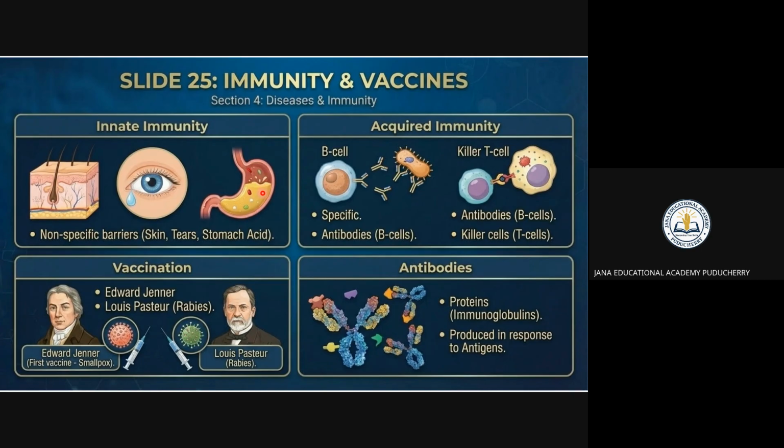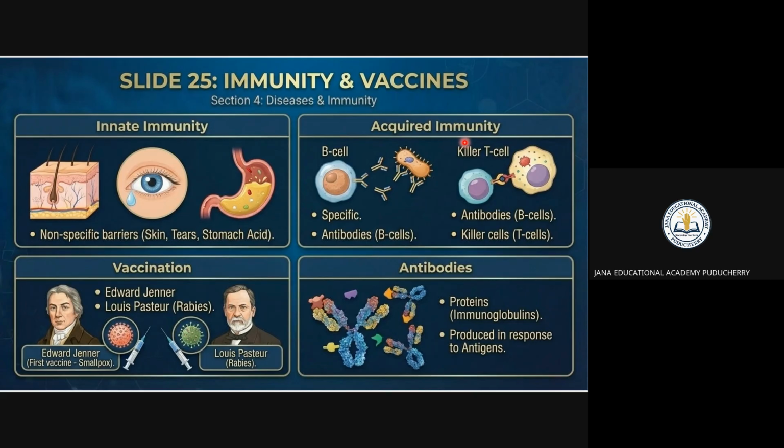Then come to the cellular barrier. Cellular barrier means you can see in blood the WBC, white blood corpuscles, which are also a type of immunization. Next, you can see cytokine barriers, that is nothing but the interferons. Skin, tears and stomach acid are non-specific. These are called innate immunity, the natural immunity we are having.